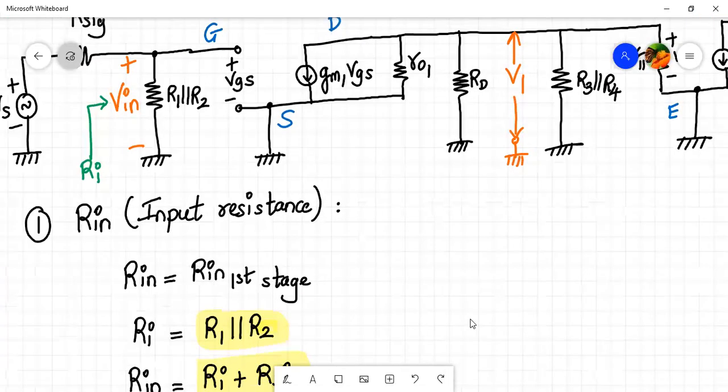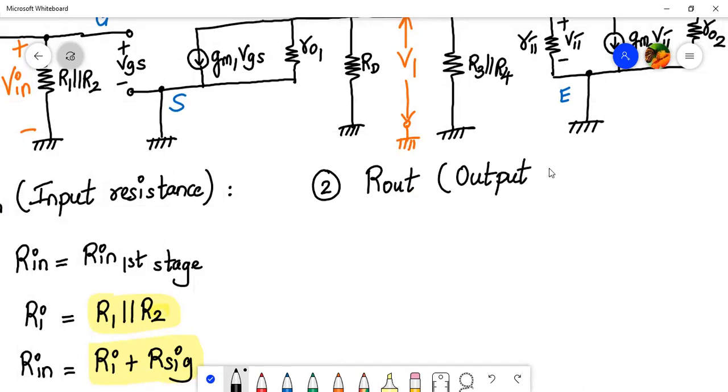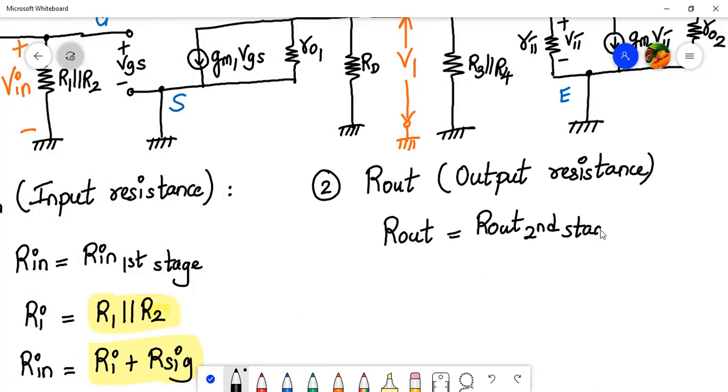Now, what is next? Next, we have to calculate the output resistance. So let me write over here, second part, R out, which is output resistance. Okay. So to find the output resistance, what is the output resistance of a cascaded amplifier in a multi-stage or cascade amplifier? Output resistance is equal to the output resistance of the last stage. Now over here, the last stage is the second stage. Okay. So we have to go to the second stage and calculate R out.